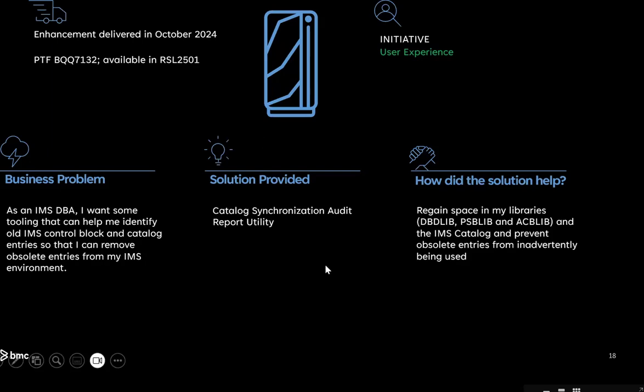So the solution is we have delivered a catalog synchronization audit report utility that can help identify obsolete resources in DBD Live, PSB Live, SCB Live and the catalog. Users can now use the catalog synchronization report to trace discrepancies between the catalog and directories, right? So the catalog synchronization audit report utility is the utility that can help you to do this.